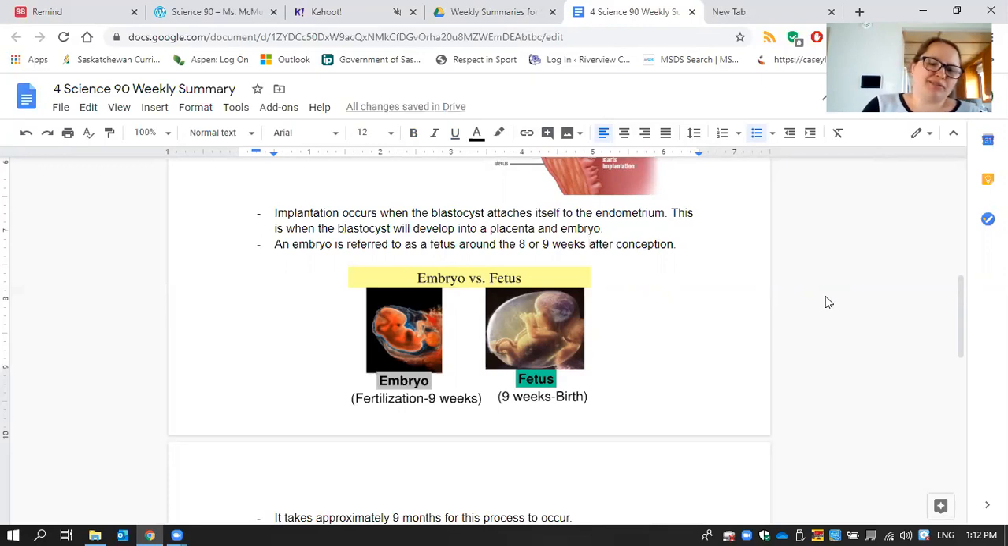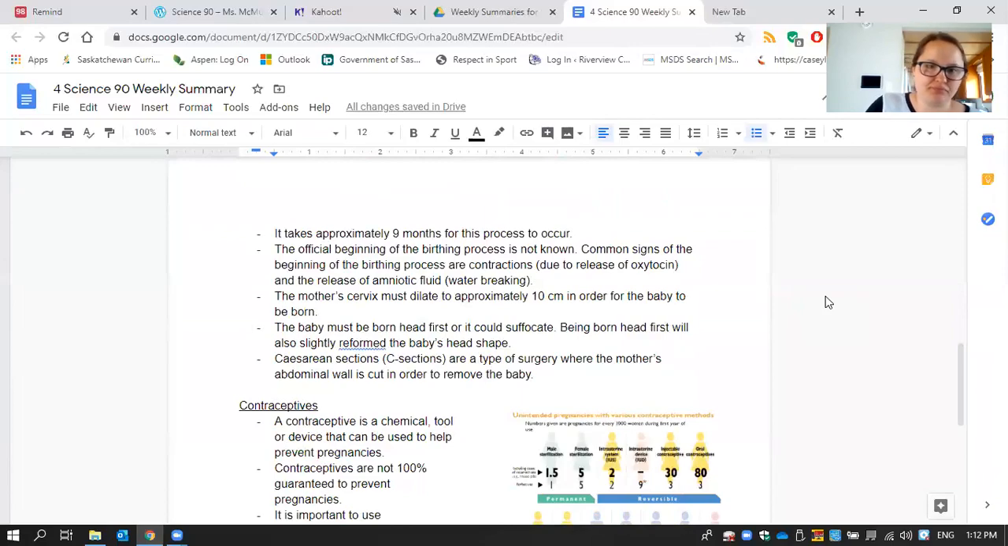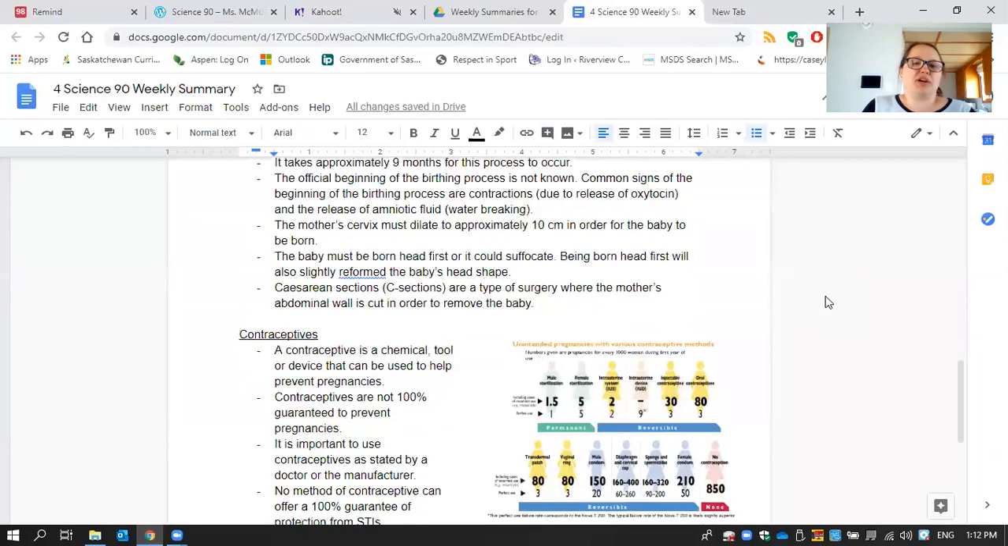So an embryo is typically around fertilization to about 9 weeks, and then from 9 weeks up until the birth, the offspring will be called a fetus. So this whole process actually takes about 9 months, we say approximately.